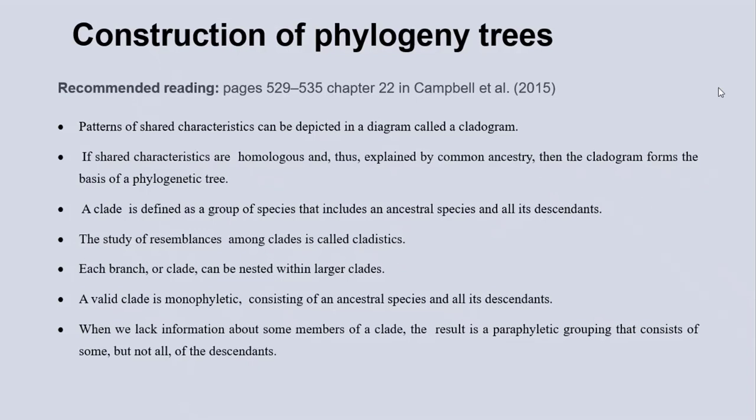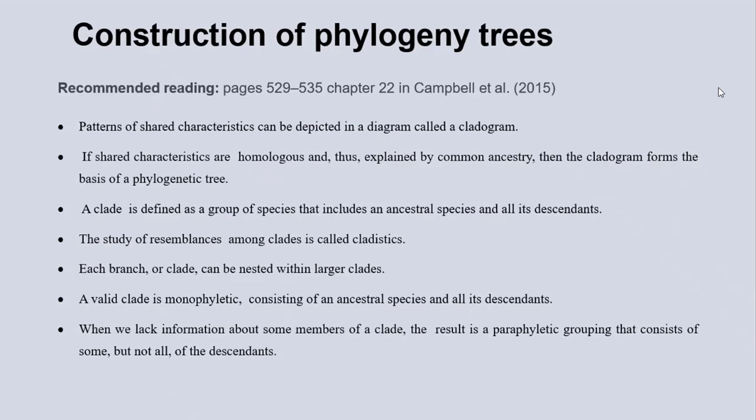When we lack information about some members of a clade, the result is called a paraphyletic grouping, which consists of some but not all of the descendants. So the differentiation here will be between monophyletic and paraphyletic.